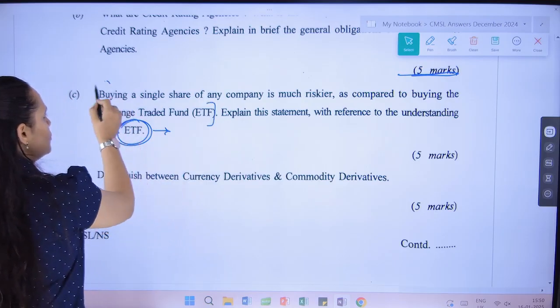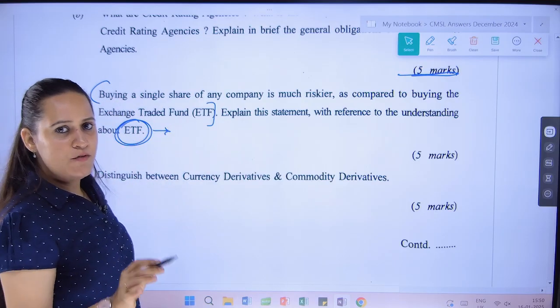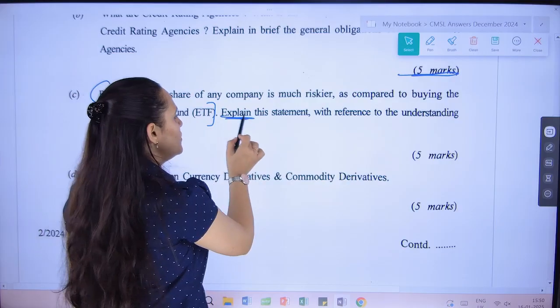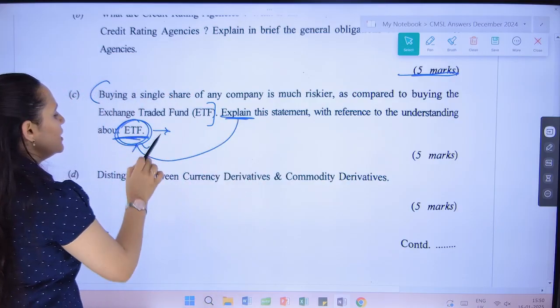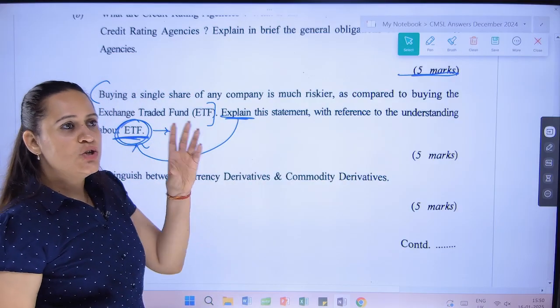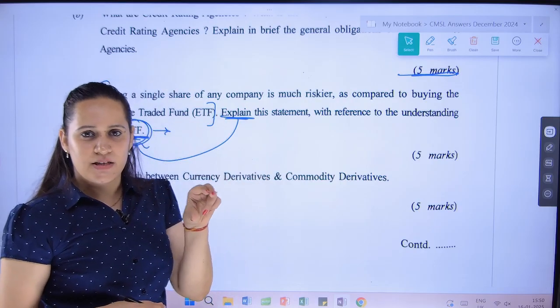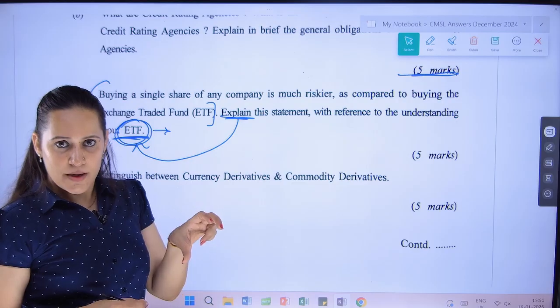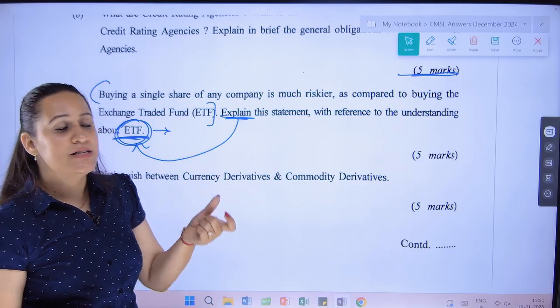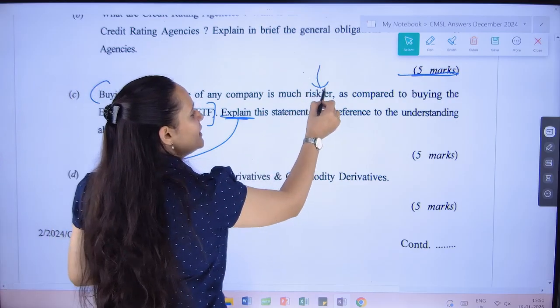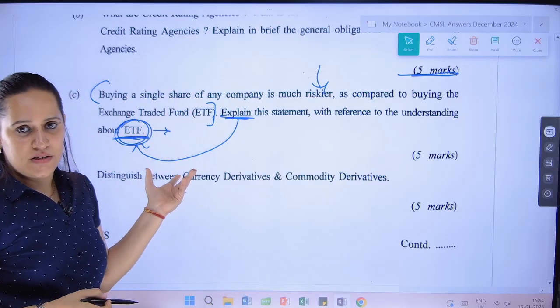They ask you to not justify the statement itself. They want you to give an explanation for that statement, talking majorly about what is ETF. So you tell them first what is an exchange traded fund, what are the basic features of ETF, how does ETF operate, and how ETF operates itself is the answer of how it is safer than single investment, right?